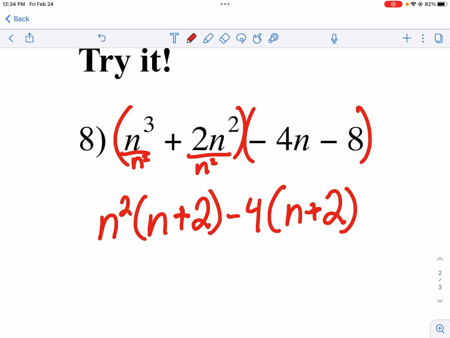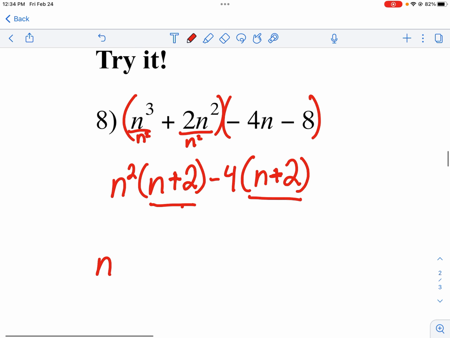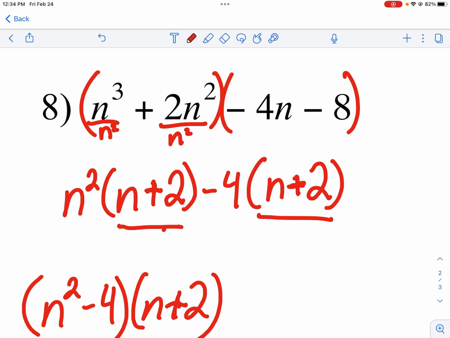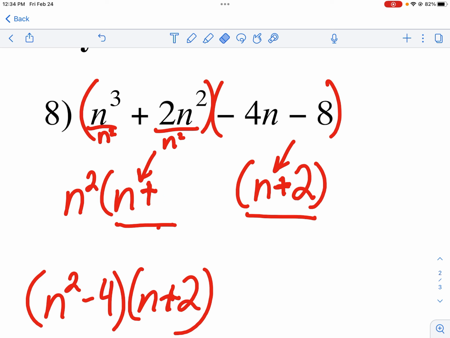You say, Mr. P, why do we take out a negative 4? I want to make sure that these parentheses look the same, right? That's what we're looking for in factoring by grouping. So we can finish with n squared minus 4, n plus 2, and that's finished there. Okay? So if I had taken out a positive 4, I would be in a different situation. I would have negative n minus 2, and that would not be the same as this parentheses. We want these to look identical, right? Make sure you take out that negative 4.